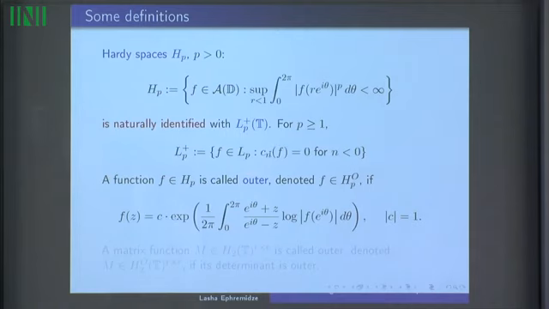And the definition of outer functions was given also yesterday. These are functions which can be reconstructed from the absolute values of their boundary values. And the notation will be this. This O means outer. And in the matrix case, it means that the determinant is a scalar function and is an outer function.